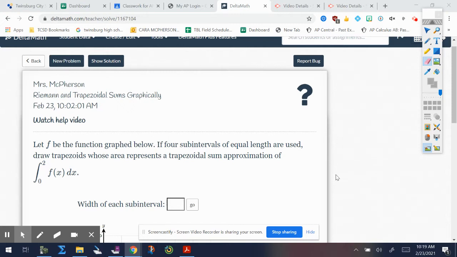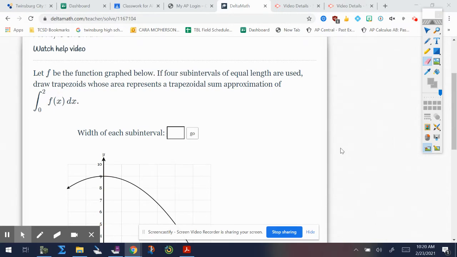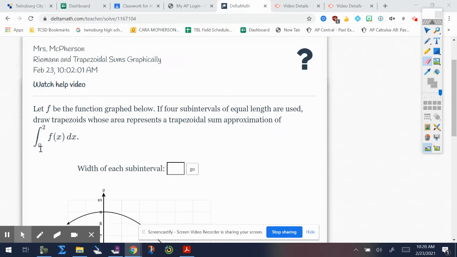So we can actually have the Delta Math program draw these trapezoids so you get a better idea of how they work. They have to give you very similar information. They have to tell you what interval we're starting and stopping at. So this one is going from 0 to 2. They also have to tell you how much we're partitioning it. So we're going to split it up into 4 subintervals, so 4 trapezoids. So 2 units divided by 4, that means each subinterval is going to be 0.5.